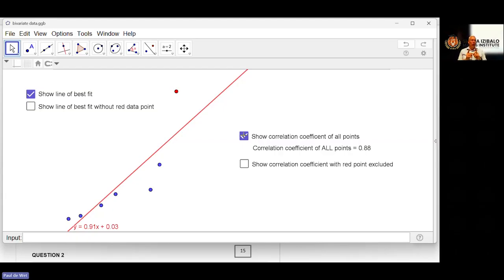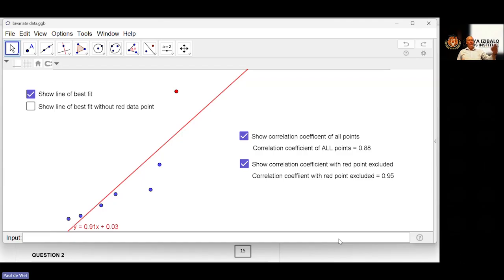Now, what I want to ask you, if we don't include that outlier, if we take the outlier out, what will happen? Which is the outlier? The red one. If we exclude the outlier, what will happen to the correlation, do you think? Do you think it will get stronger or weaker? Well done. It will get stronger, guys. It's actually 0.95 if we exclude the outlier.